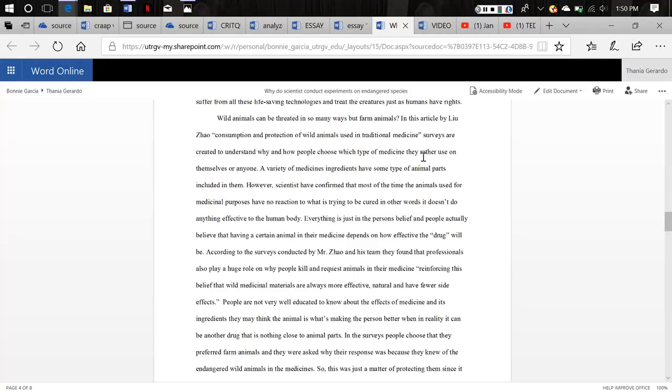So obviously animals are used in medicine. So this explained how cultures are using animals to put in medicine because they think that animals are a better and safer way than to use manufactured drugs. Like Advil, ibuprofen, all of that stuff, they think that's better.